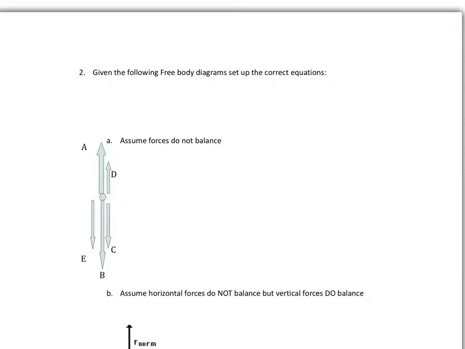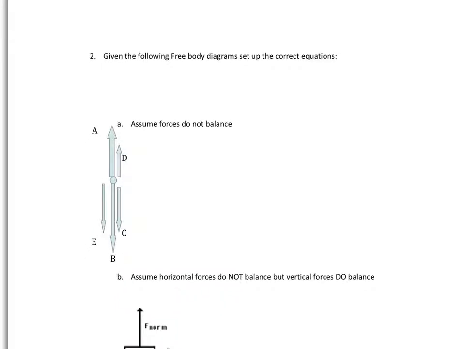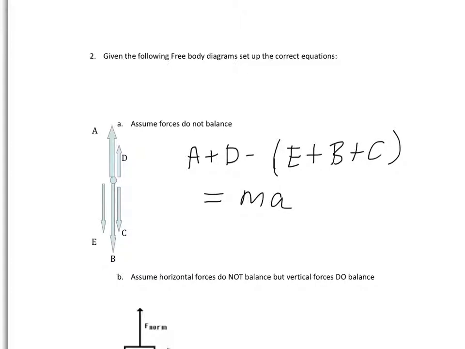I'm going to try to do this again. This is problem number 2. So the forces do not balance, and so what that means is we're going to have the up forces, A and D, and they're going to compete with the down forces, which are E, B, and C. And the effect of these two competing sets of forces is that the mass accelerates.